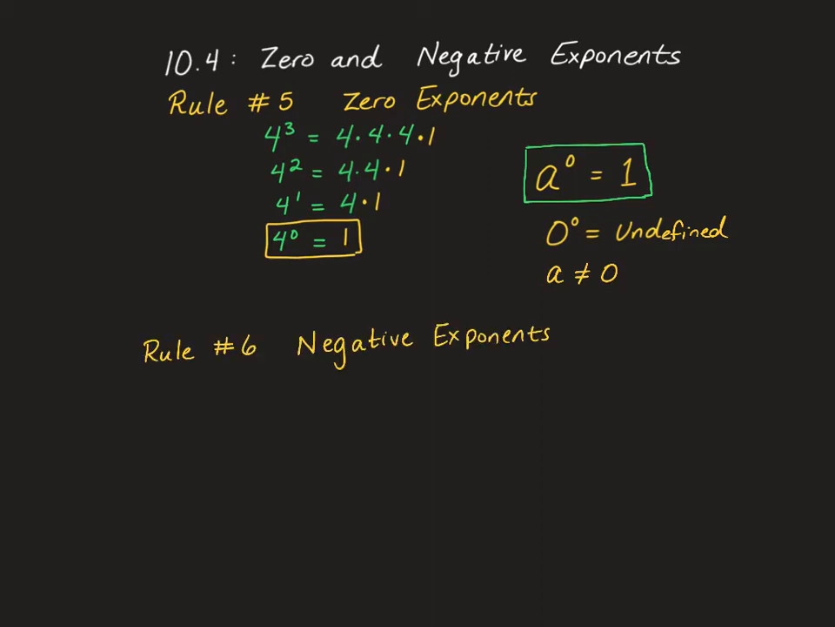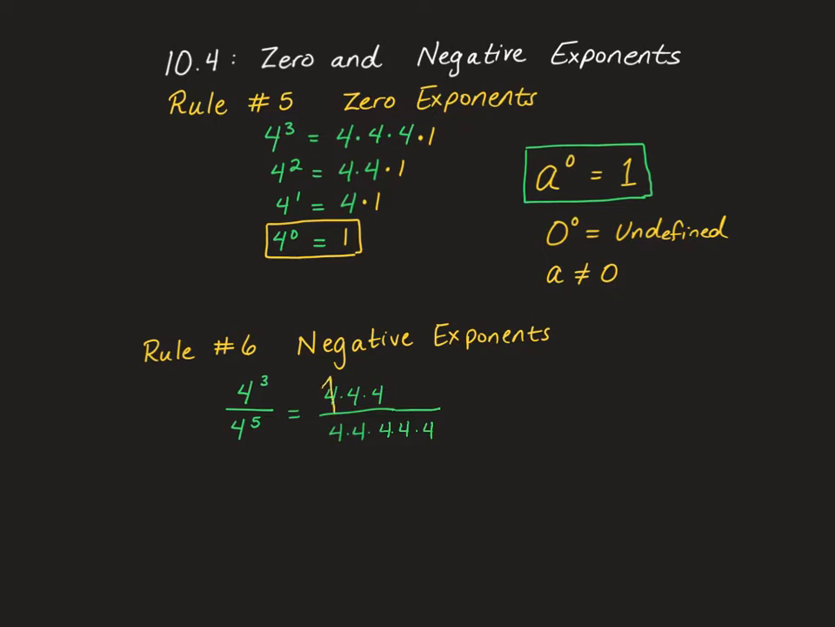Rule number 6 has to do with negative exponents. To understand negative exponents, let's first look at 4 to the power of 3 over 4 to the power of 5. So if we remember, 4 to the power of 3 is 4 times 4 times 4. There are 3 of them, because the exponent tells me that there are 3. 4 to the power of 5 means we multiply 4 together 5 times. So in our previous video, we never had more of the numbers on the bottom than the top, and before we had always had more numbers on the top.